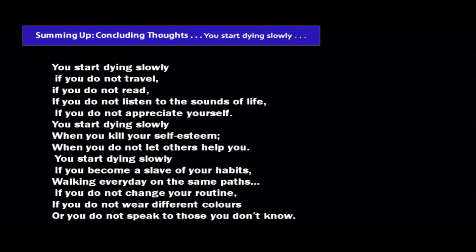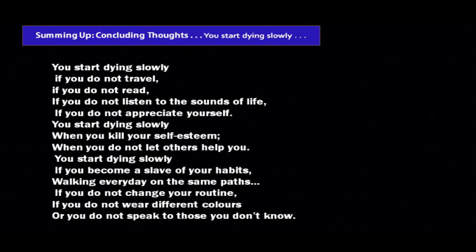If you do not listen to the sounds of life, the sounds that come from birds, the environment, from children, even from old people. If you cannot listen to the sounds of life that come from friendship and good human relationships.